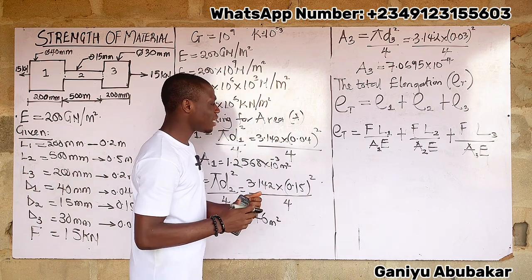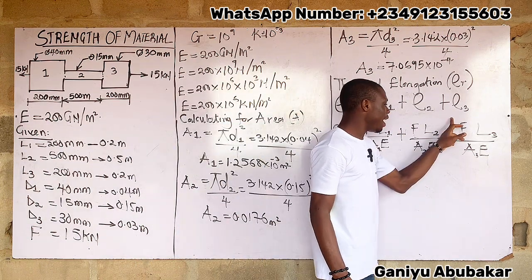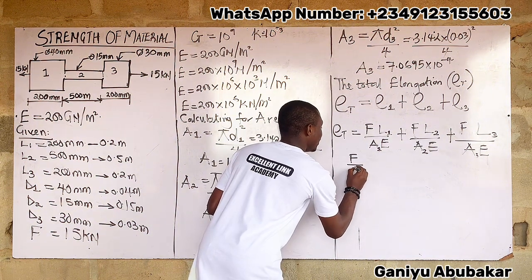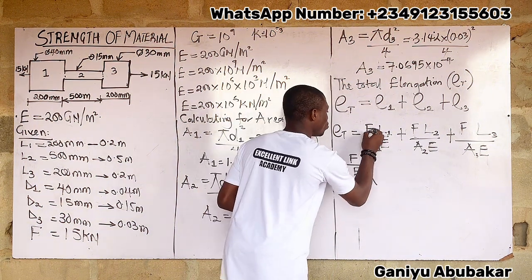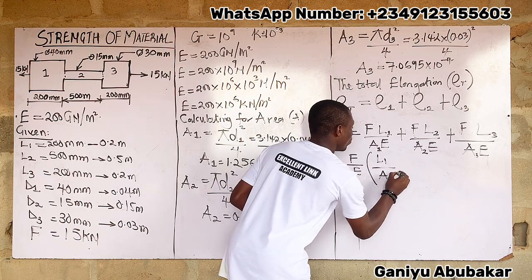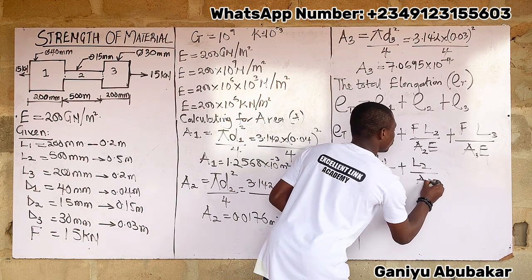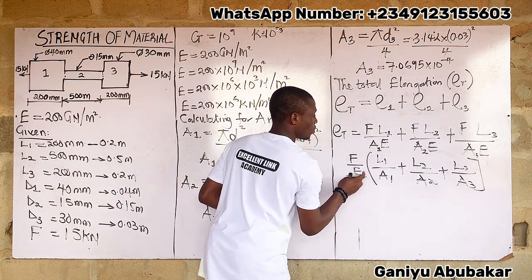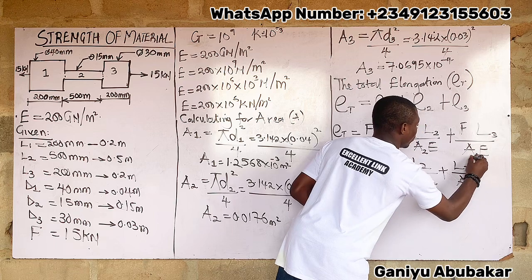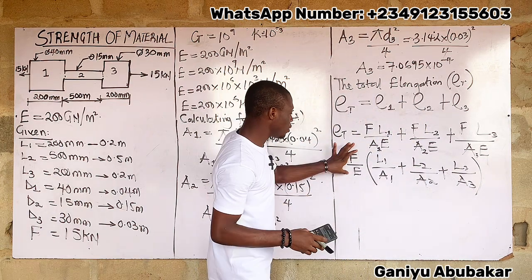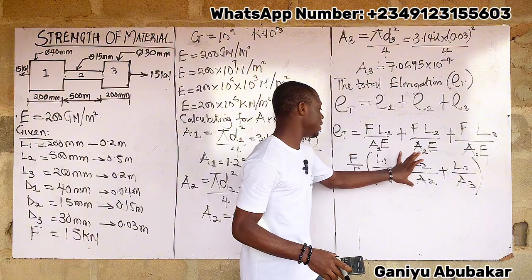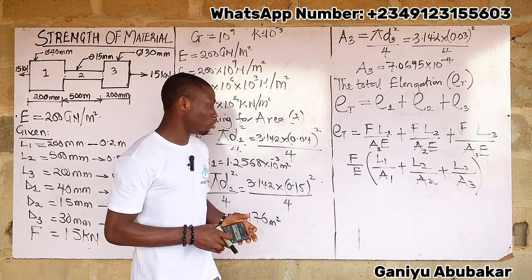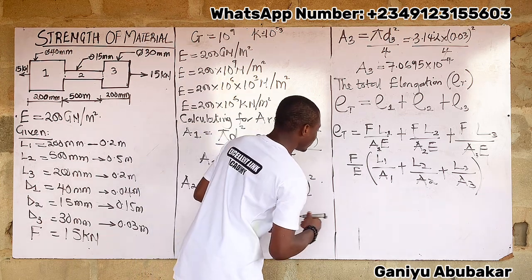Now, mind you, observe that F and E are the same all through. So what do I mean there? I'll now bring out F over E since they are constant, into L1 over A1 plus L2 over A2 plus L3 over A3. So I have this, please, in round brackets. If I multiply this by this, I'll have this. Multiply this by this, I'll have this. Multiply this by this, I'll still have this. Just like the mathematical approach, right? So now at this point, let's simplify, please.